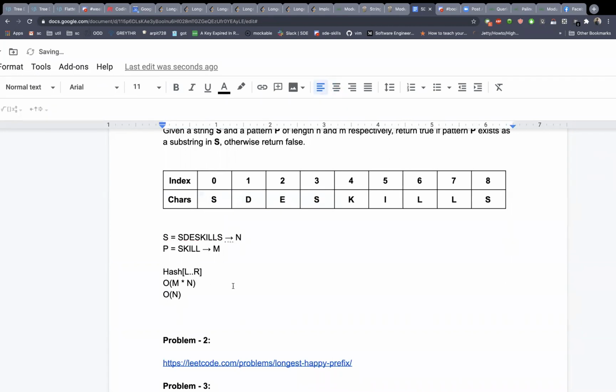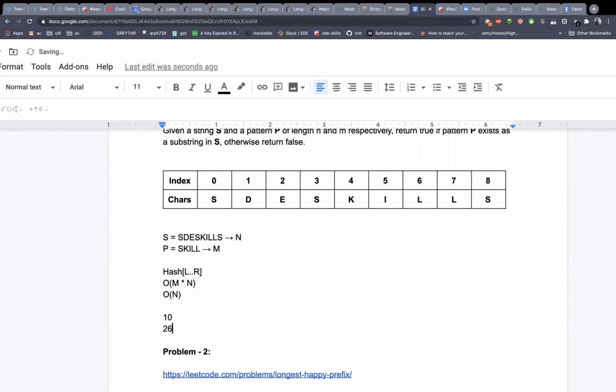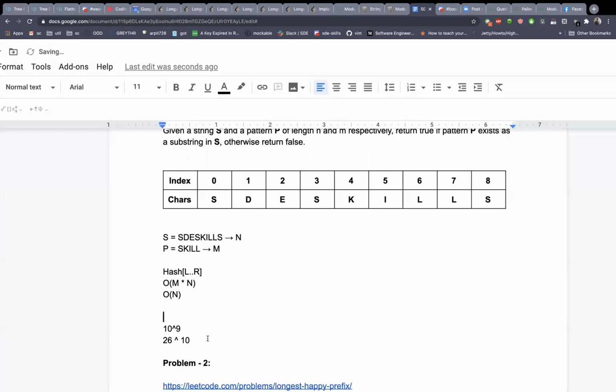So just equating the hash would be enough, or do we need to further check in case of hash collision? Yeah, that's a good question actually. The number of substrings that we can have is huge, right? Even if you consider the length as 10, you can have 26 to the power 10 substrings, which is much higher than 10 raised to 9. So 10 raised to 9 is basically the number of unique hashes that we can have. So we will have collisions over here, but the chances would be very low.